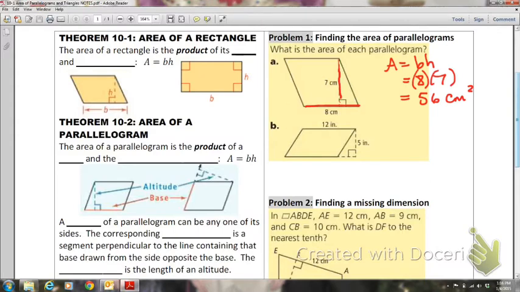In the B part, the base is the 12 inches. And then the distance from the side that's 12 to the opposite side, the perpendicular distance, is 5 inches. So we have 60 inches squared.